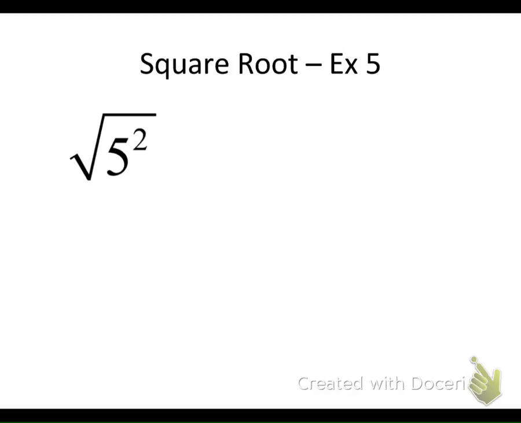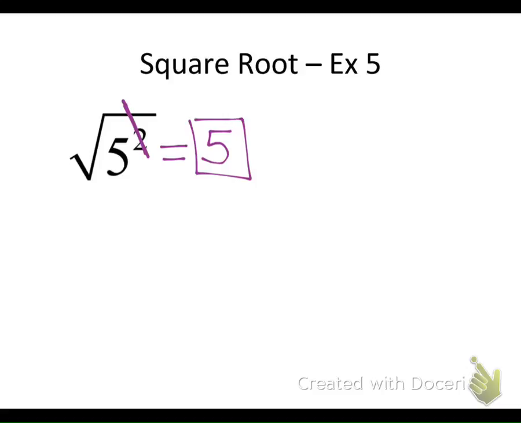Okay. This is written differently. So we have the square root of 5 squared. What do I do here? You cross it out. Yeah, because what cancels? Square root and square, they cancel each other out. So what am I just left with here? Just the 5. That's it. That's easy enough, right?